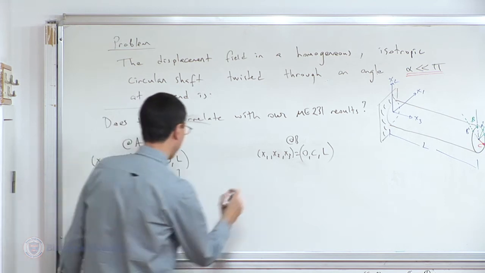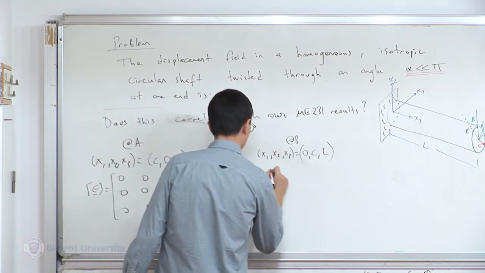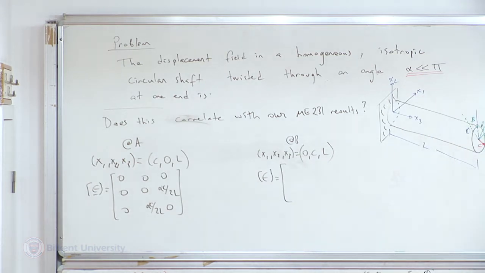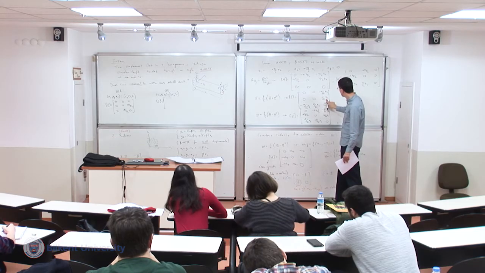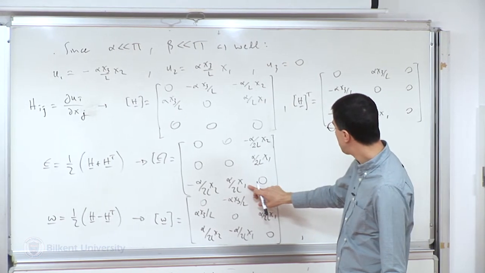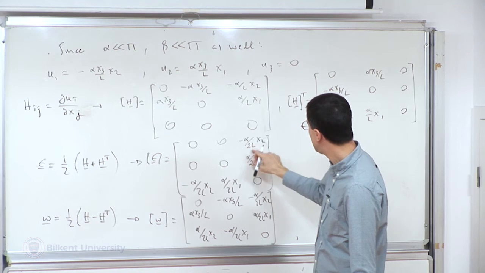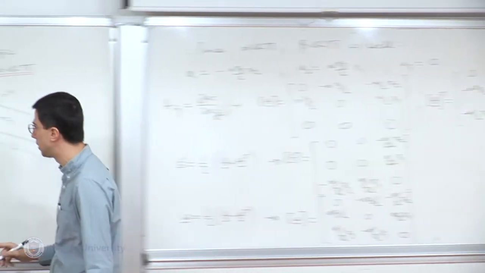And at B, we have (0, c, L). So this one is 0, and that one is 0 for B. And x2 is equal to c for B, so it's minus alpha c over 2L, minus alpha c over 2L.